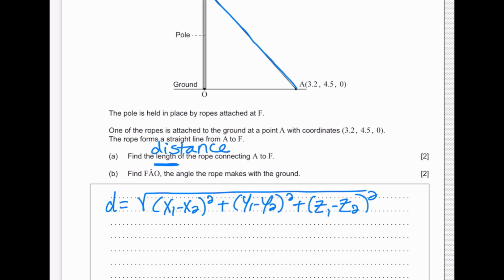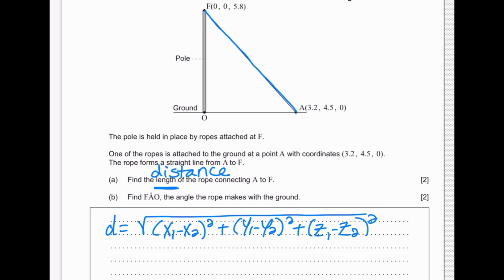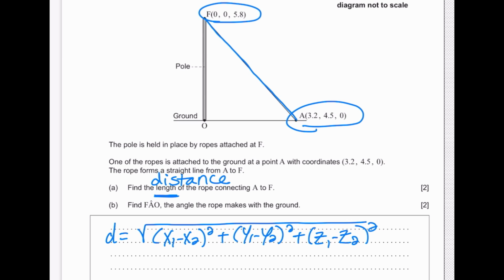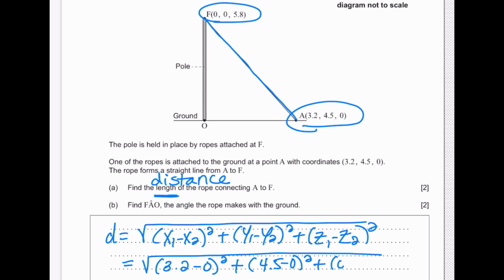Okay? And so you are never going to get any points on the IB exam for just copying down a formula. What you need to do is go ahead and substitute into the formula. If you want to find the distance from A to F, that means that I want to use these ordered pairs right here. So I'm going to substitute, and I'm going to say that this is equal to 3.2 minus 0 squared plus 4.5 minus 0 squared plus 0 minus 5.8 squared.